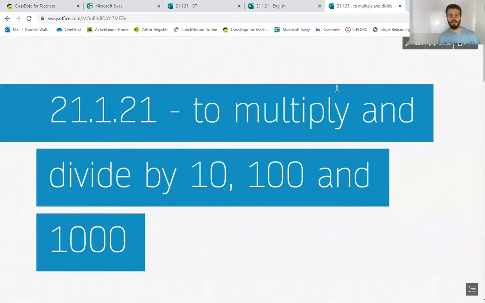Good morning, guys. So today we are having a look in maths at multiplying and dividing by 10, 100 and 1000. So first thing you're going to need before we do anything, if I stop sharing and I get my screen up, you're going to need a place value grid.